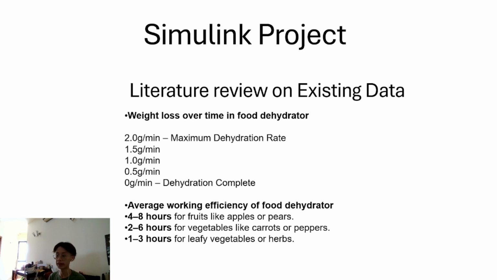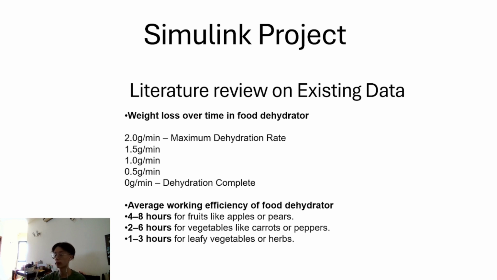So this is my literature review on existing data. Most foods have weight loss based on these four rates over time, which are 2, 1.5, 1, and 0.5 gram per minute. These are the rates at which the weight of the food can decrease over time. 0.5 to 1.5 is a lower efficiency weight loss, so we want to maximize it to 2 gram per minute, which is the maximum dehydration rate.